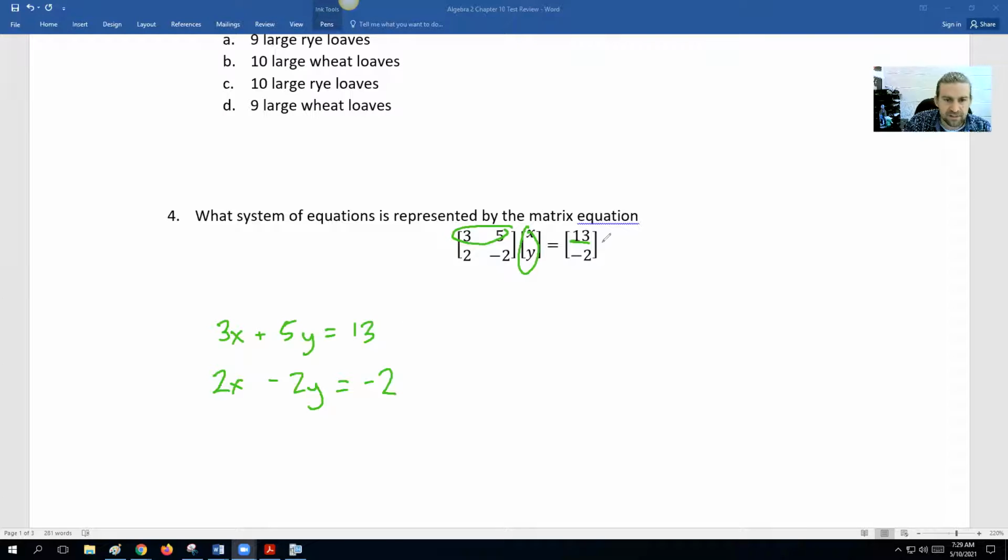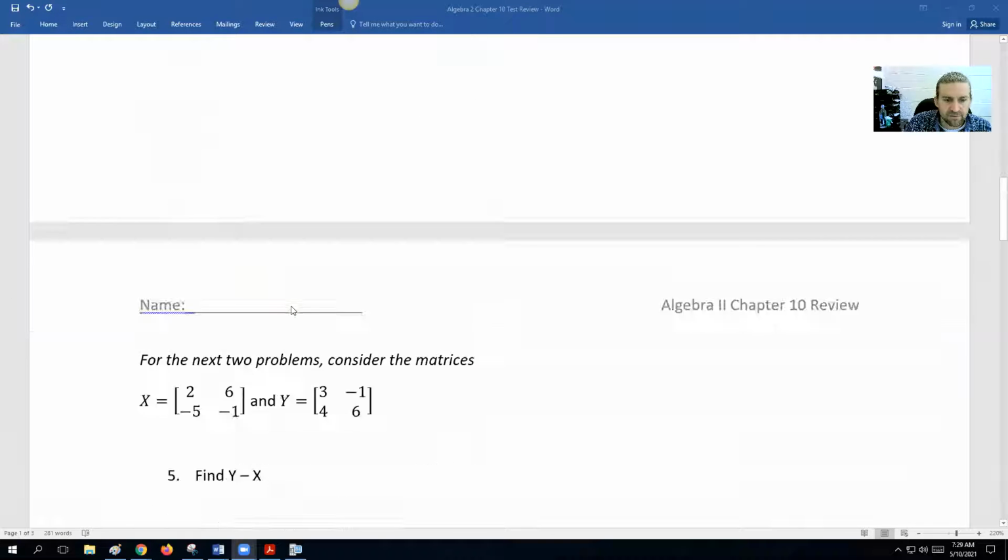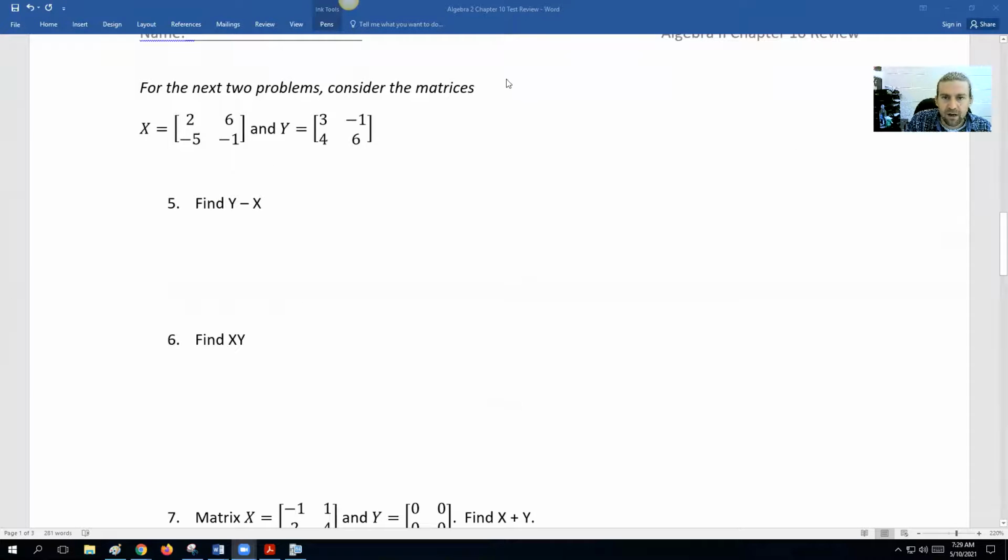All you had to do is just write that system of equations. You don't need to do anything else. Okay, hopefully the first page isn't too bad. All right, next page, working on some just simple rules here. We got adding and subtracting here.